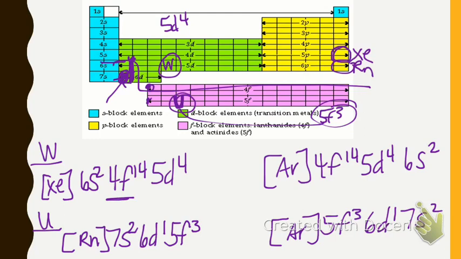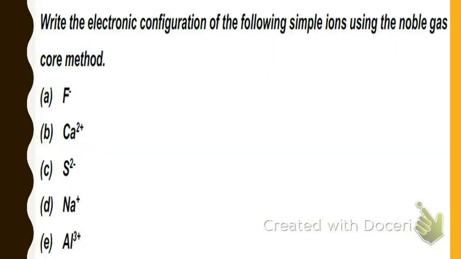So let's go on and do some ions just real quick, and then that's where we're going to stop the lesson because I know it's getting kind of long, but it takes a lot to explain. So here we have the electron configuration for simple ions, and we're just going to use the noble gas core method. But I'm going to write them out first so you can see it.